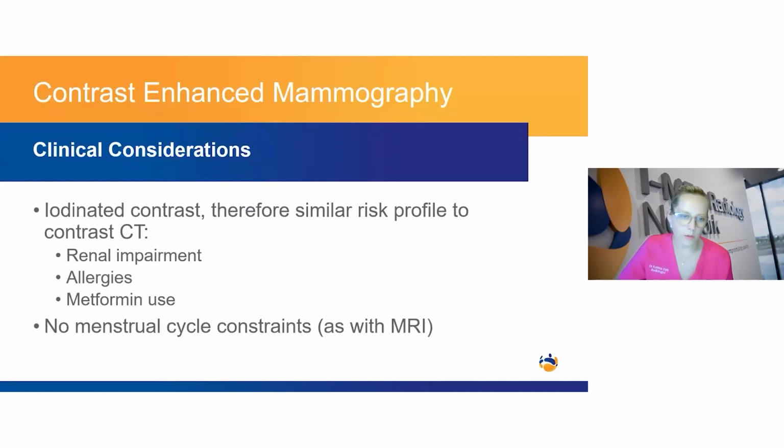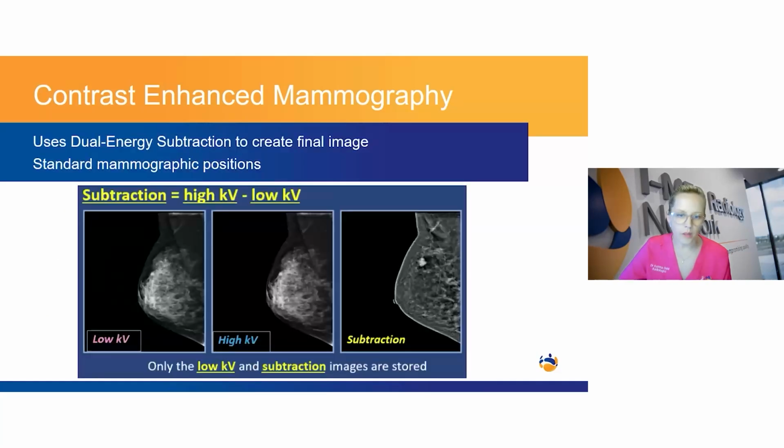Clinically, we obviously have to consider the same things that we would consider for CT, and that is renal impairment, any allergies to contrast in the past, or high-risk allergies, and metformin use with renal impairment. We are not imaging within the menstrual cycle, so we are offering CEM at all times in the menstrual cycle. We do know that there are periods of time where the tissue is more active and less active when it comes to background parenchymal enhancement, but we are just working through that. So one of the benefits is not having to time with cycle as we have in the past with MRI.